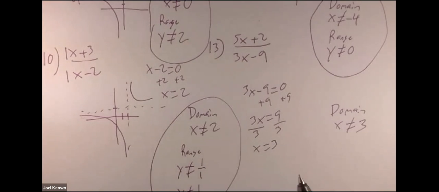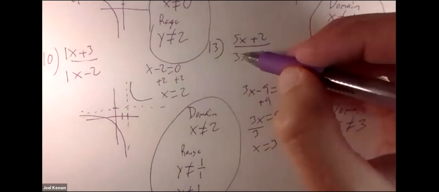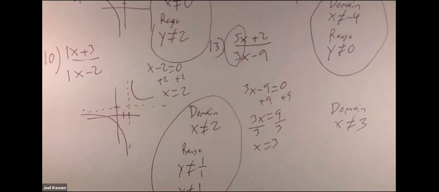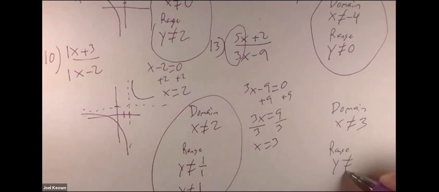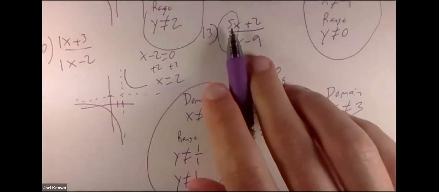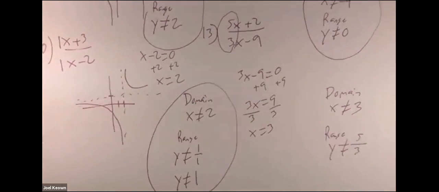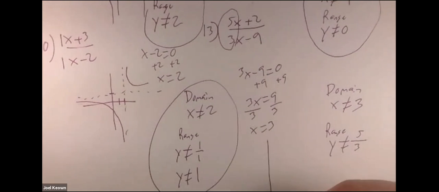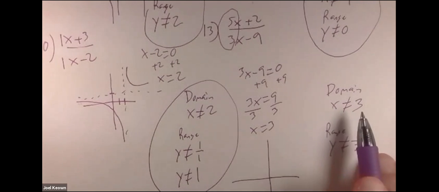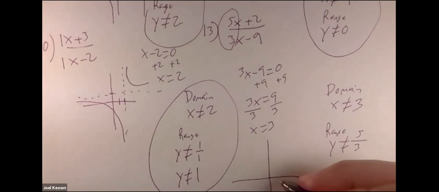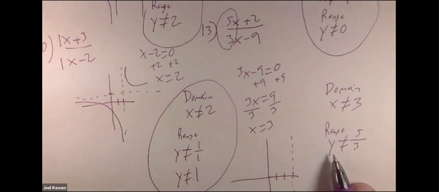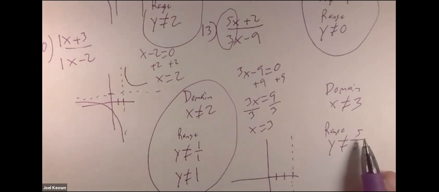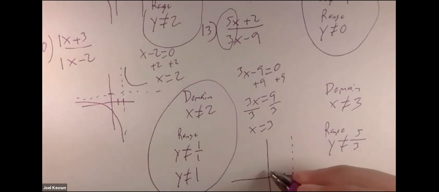Well, what about my range? Again, I look at the number in front divided by the number in front. So my range is y cannot be 5 over 3. That's the number on top divided by the number on the bottom, the coefficients. If I graph it, well, my vertical asymptote is at 3. 1, 2, 3. Put a dotted line there. My horizontal asymptote is at 5/3. Well, that's almost 2, but not quite.